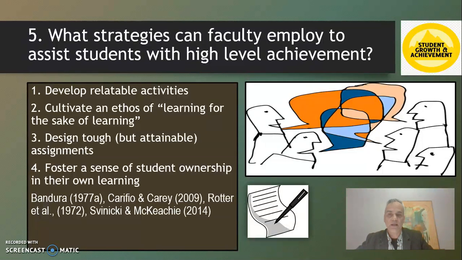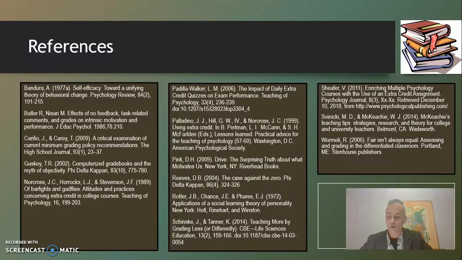So our final recommendation echoes Sfineke and McKeechee's advice, and that is give learners some choice in what they are going to do. When you're able to choose, you are more likely to work hard towards something in which you have a vested interest. This concludes our recommendations for you as you begin your work with us.